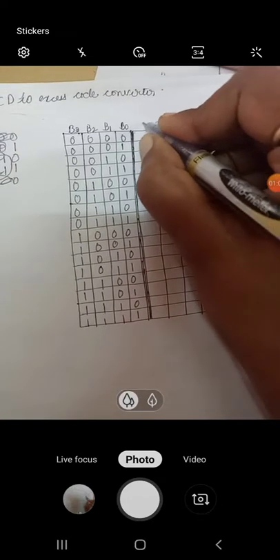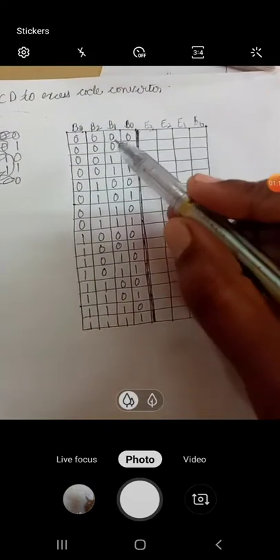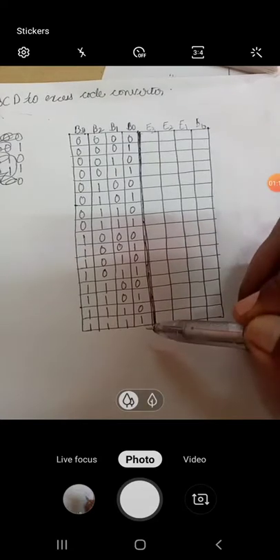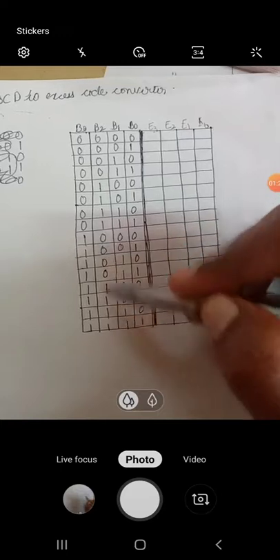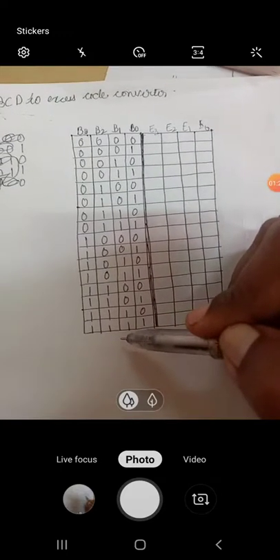Similarly, E0, E1, E2 and E3 are the outputs which I have. There are 4 input variables, so I will have 16 combinations. The first bit goes 0 1 0 1 0 1 0 1, similarly 0 0 1 1 0 0 1 1, then 4 zeros 4 ones, and 8 zeros 8 ones. So this is how I have written it.